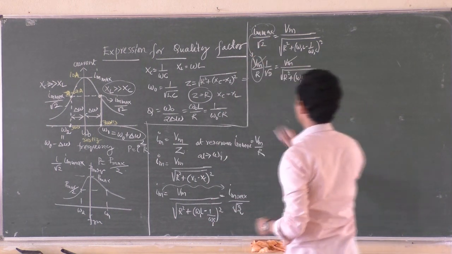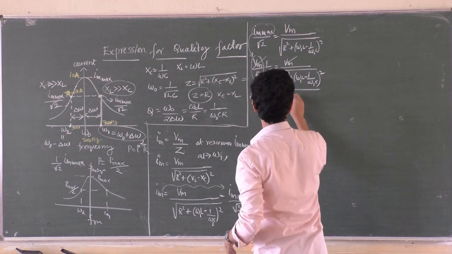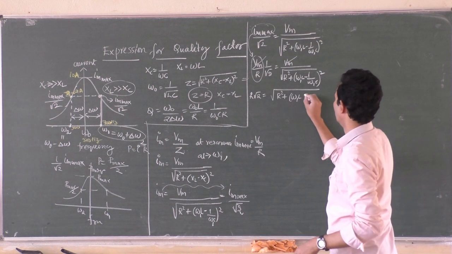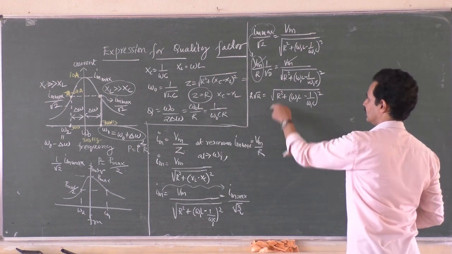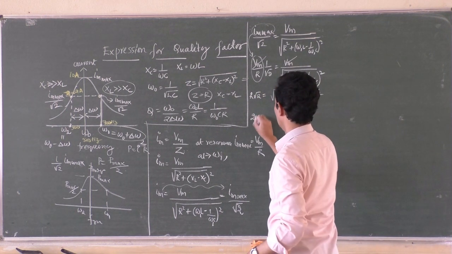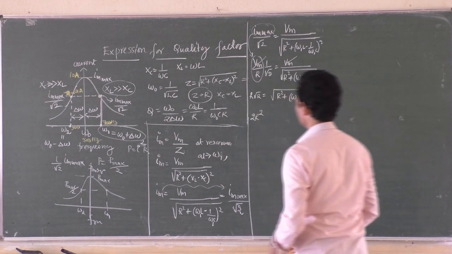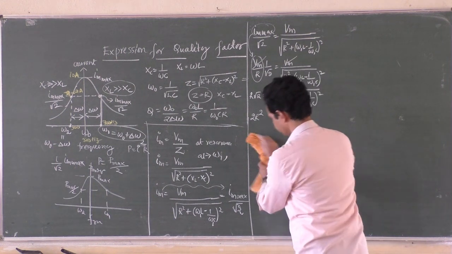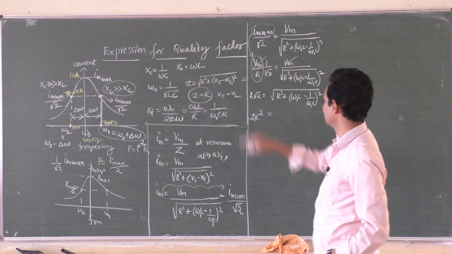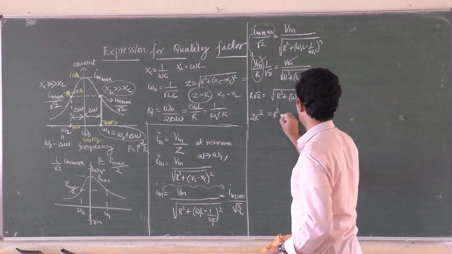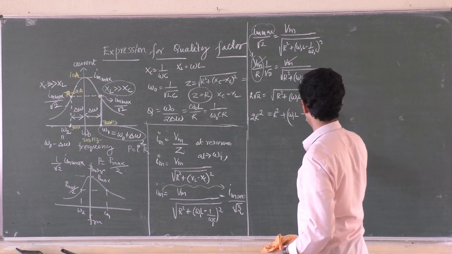Numerator is 1, so compare this side with the other side. What you will get? R root 2 is equal to root of R square plus (omega 1 L minus 1 by omega 1 C) whole square. Square it now. The square root goes, and here you will get 2R squared. So 2R square is equal to R square plus (omega 1 L minus 1 by omega 1 C) whole square will remain.